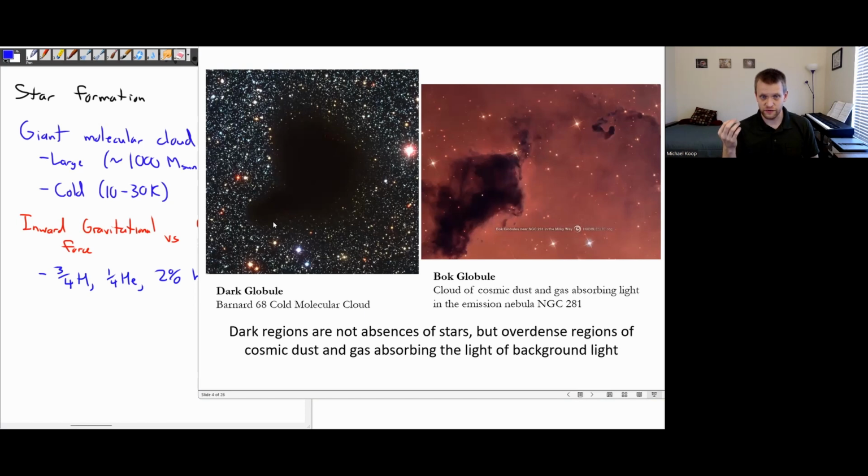So even though the gases are very thin, there's still a lot of that gas there because it covers such a large area. Same thing over here. We can see these giant molecular clouds blocking some of this glowing background light, either background light from stars or background light from some glowing gases, which we'll talk about later.